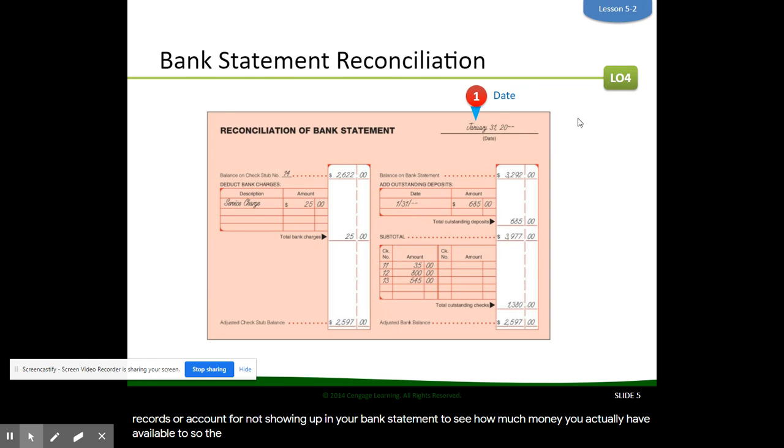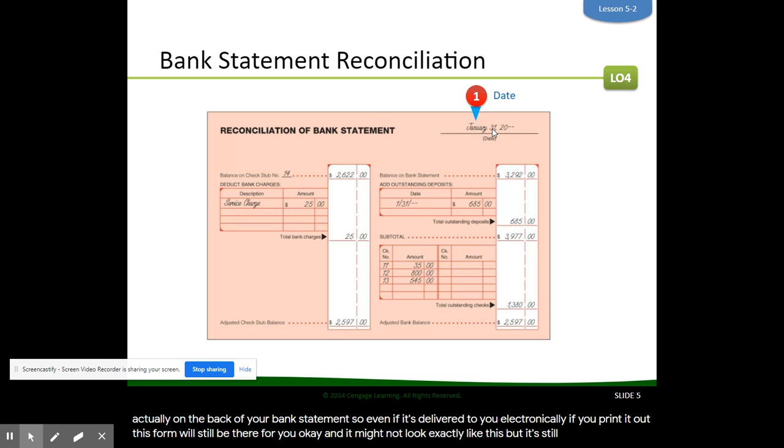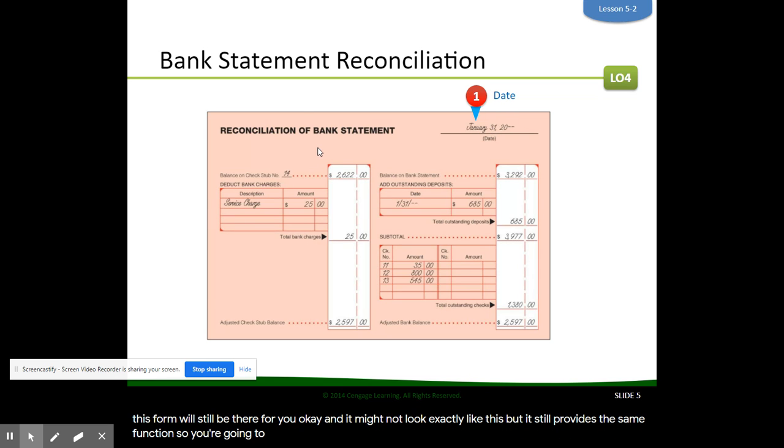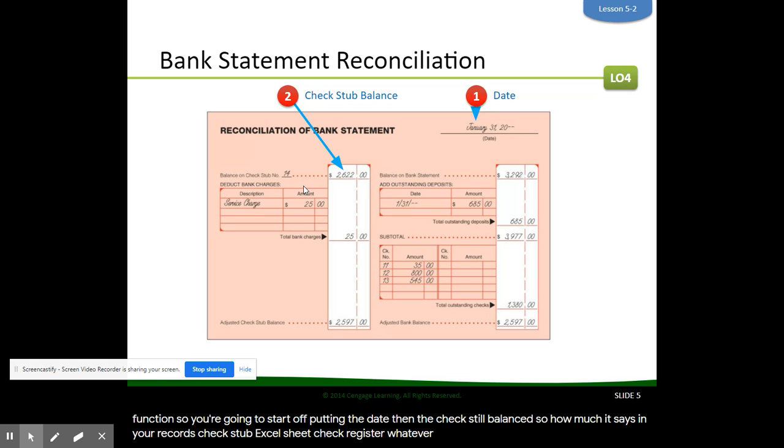So, the first step in completing a bank reconciliation is to put the date, and these forms are actually on the back of your bank statement. So, even if it's delivered to you electronically, if you print it out, this form will still be there for you. Okay, and it might not look exactly like this, but it still provides the same function. So, you're going to start off putting the date, then the check stub balance, so how much it says in your records. Check stub, Excel sheet, check register, whatever you use, this is how much it says you have available to you.